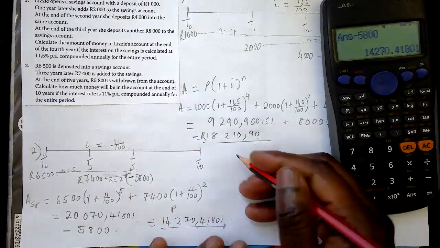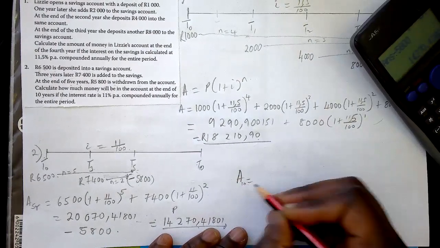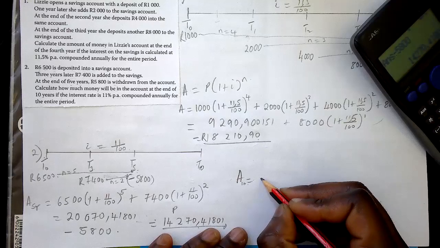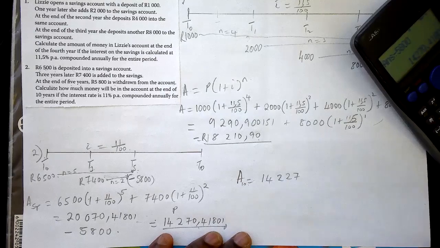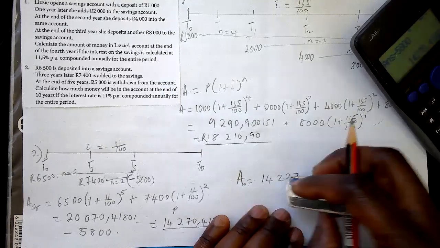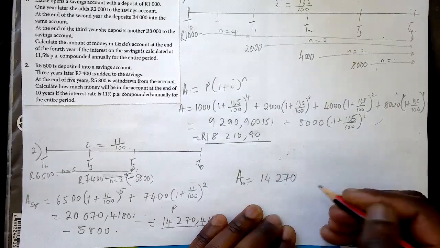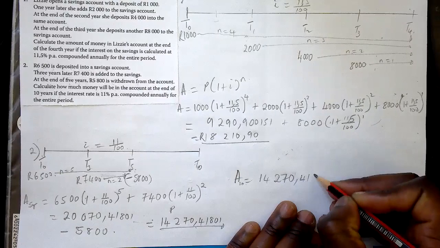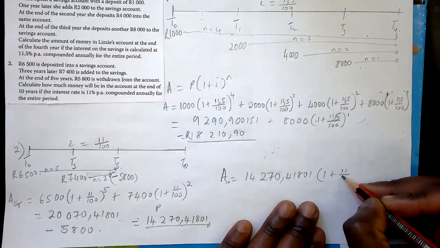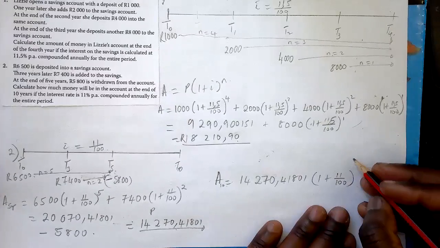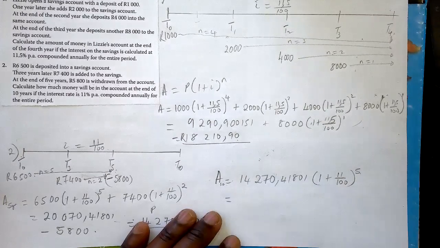So now we're going to say your A for the 10 years, for the 10 years remaining, is going to be equal to 14,270.41801. Is it correct, what I'm writing now? In bracket 1 plus, what is our I? 11 over 100 to the power of what? What is our N? 5 years, because what's remaining is 5 years.